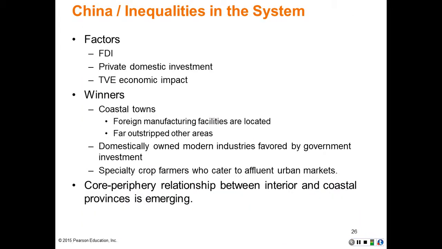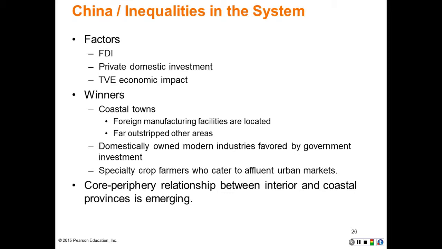China has inequities within its economic systems. Factors include FDI, or foreign direct investment, as well as private domestic investment, and the town and village enterprises' economic impact. The winners in this system are the coastal towns, where the foreign manufacturing facilities are located and where much FDI has been invested from outside of China.